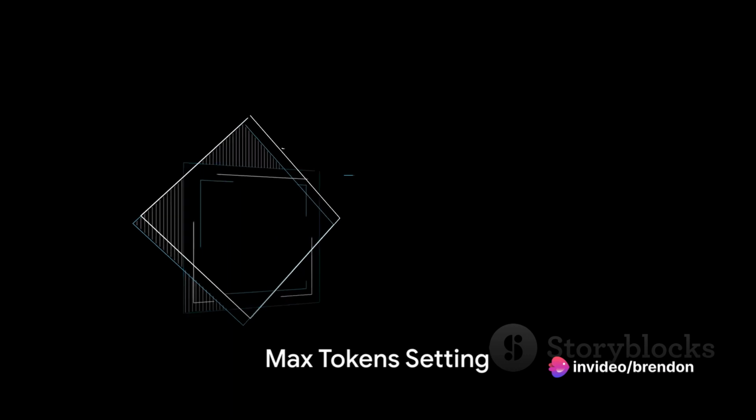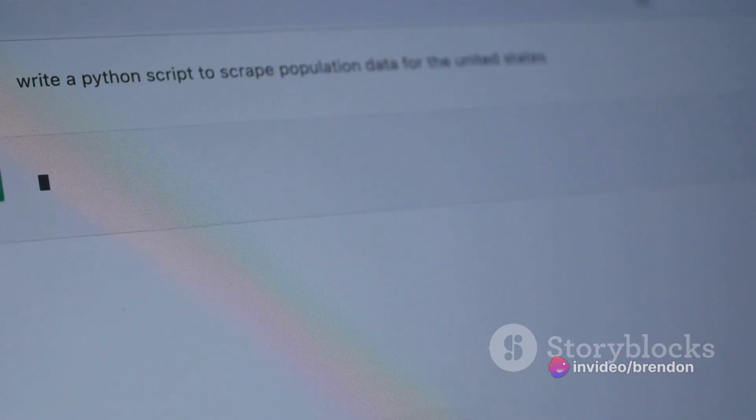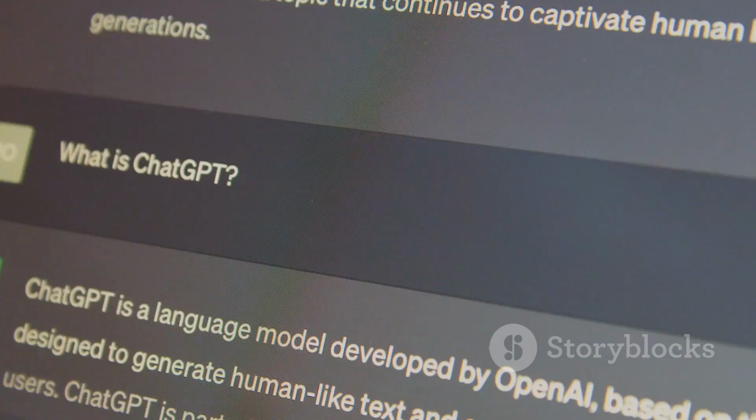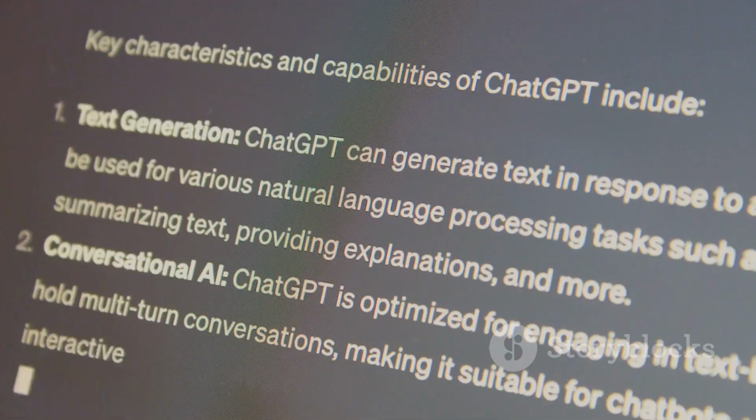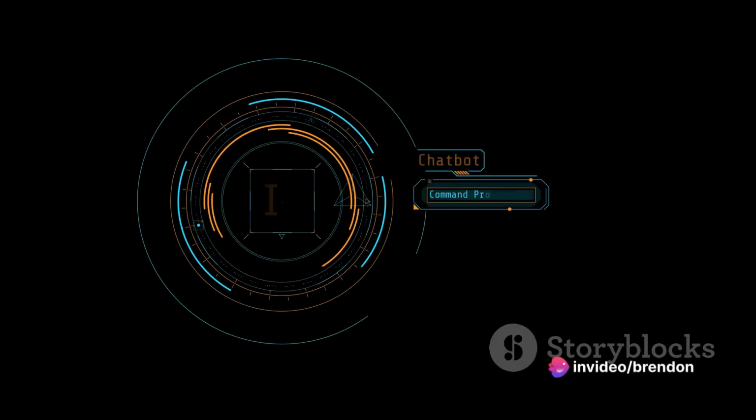Our fourth and final tip is about the max token setting. This controls the length of the AI's responses. If you're looking for detailed responses, set a higher number of max tokens. If you prefer short and crisp answers, lower the count.